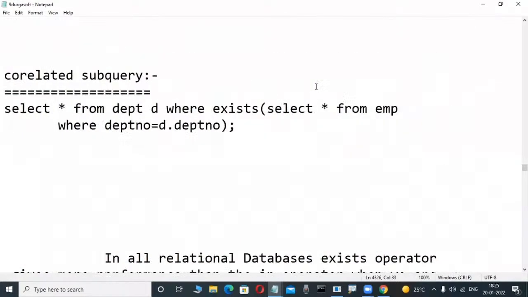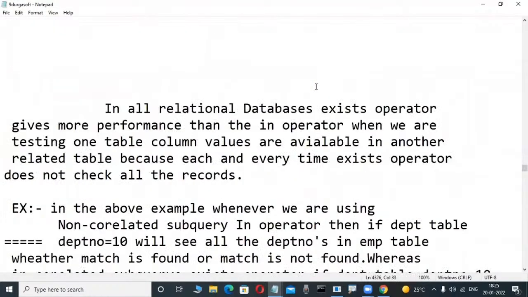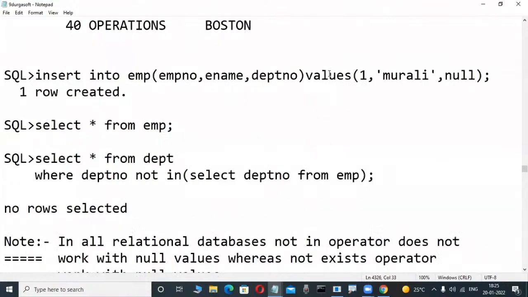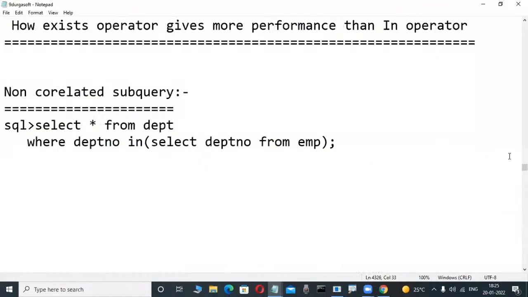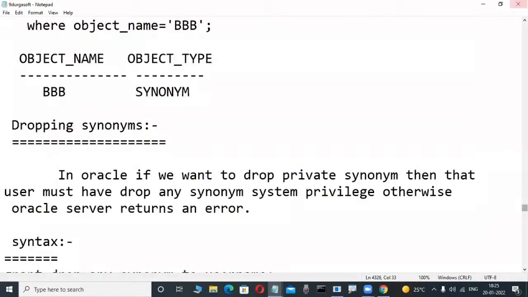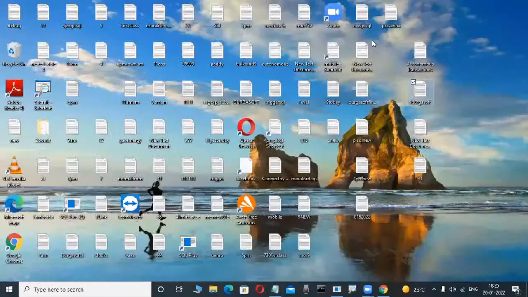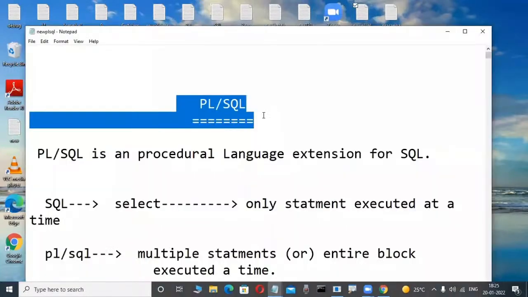Some queries are there, and these are all the things we are familiar with. Don't worry. Then database objects, so many things are there, and we are learning them. These are big concepts. Again, PLSQL means some little bit of coding. Don't be afraid, this is PLSQL.